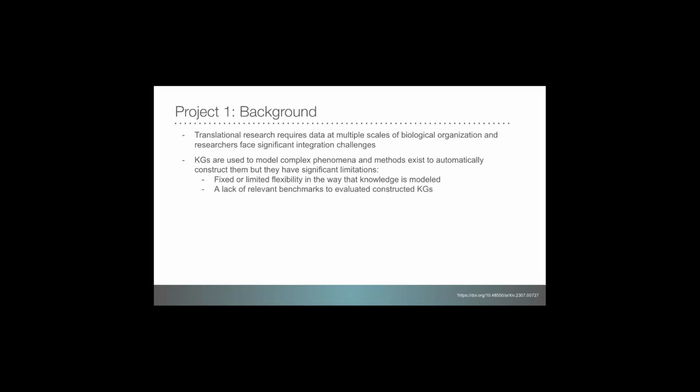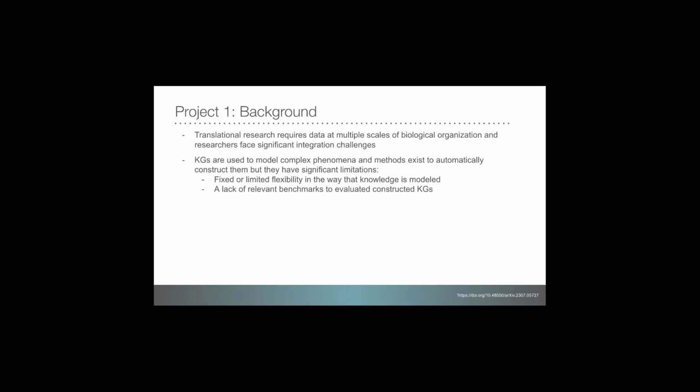Translational research requires data at multiple scales of biological organization, and researchers face significant challenges when trying to integrate these data. Knowledge graphs are used to model complex phenomena, and methods exist to automatically construct them, but they have some significant limitations, including a reliance on a fixed or limited flexibility in the way that knowledge is modeled. So once you use these types of pipelines, you're usually locked into whatever kind of system is part of the software for modeling knowledge. And a lack of relevant benchmarks to evaluate constructed knowledge graphs.